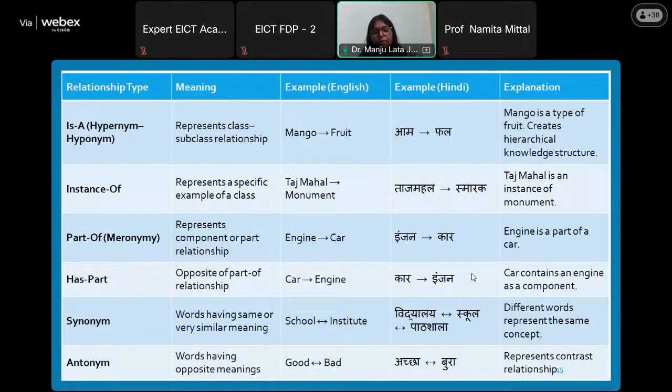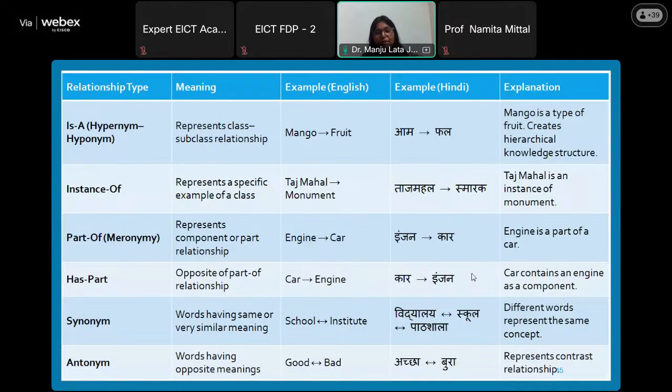So, what is the relationship between Phal and Aam? Aam is basically a Phal. Aam is a Phal. So, Aam is a specialization of Phal. Phal is a generalization. In a semantic graph, we show this kind of relationship. Instance of: Taj Mahal in Smarak. Smarak is a broad category, a class, where Taj Mahal is also an instance of this particular category.